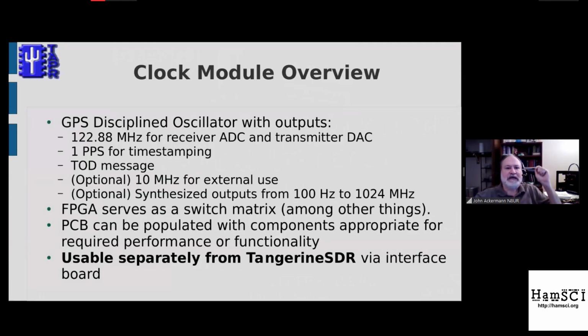So as an overview of the clock module, it's a GPS disciplined oscillator that has a set of minimal outputs plus a couple of optional ones depending on the requirements. Its main purpose in life is to provide the 122.88 megahertz required by the receiver module ADC, analog to digital converter, and the transmitter module DAC, digital to analog converter. It also needs to provide 1 pulse per second for time stamping, because one of the important features, particularly for interferometry, as well as other purposes, is that we can align samples across radios. And a time of day message, so we can take that pulse per second and convert it to what time it actually is. Optionally, we can provide a 10 megahertz output for external use, and also optionally we can provide a number of synthesized outputs that could be anywhere from 100 hertz to over 1,000 megahertz in frequency.